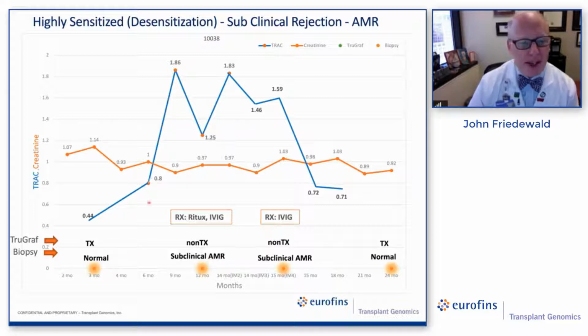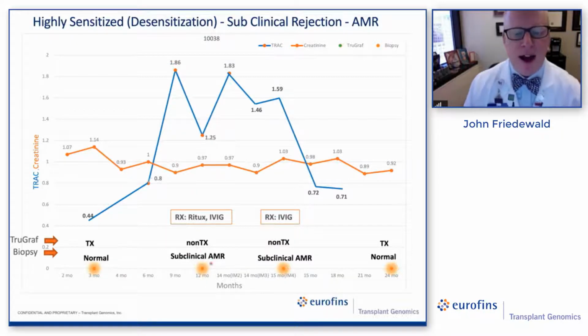But if you dig deeper, you see that cell-free DNA, which is normal at 3 months, is up by 6 months above normal. Then you have a spike by 9 months, but because the protocol was stable kidney function, they only had a biopsy at 12 months. At that time, the TruGraf test is abnormal, not TX. The biopsy shows subclinical antibody-mediated rejection. The patient is treated with rituximab and IVIG in the face of stable renal function.